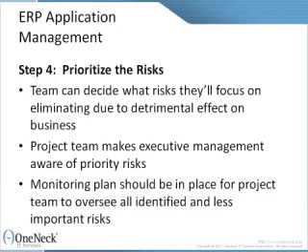Step 4. Prioritize the risks. After identifying the potential risks and damages and determining the probability the failures will happen, the ERP application management team should prioritize the risks. In other words, the team can decide what risks they'll focus on eliminating first because of detrimental effect on the business. The project team should make executive management aware of these priority risks, and a monitoring plan should be in place for the project team to oversee all identified risks, even the less important ones.